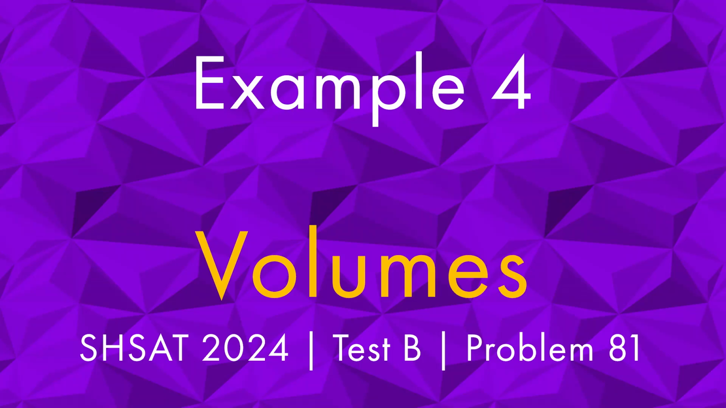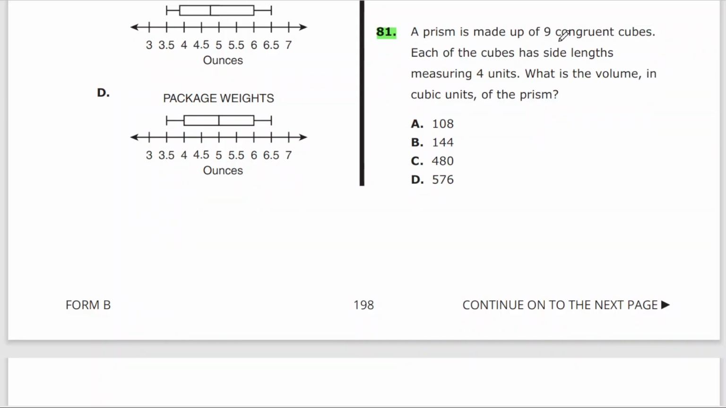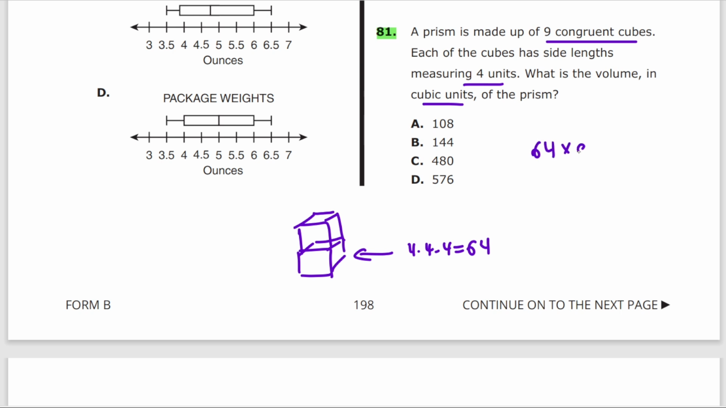The next one is problem 81, test B, SHSAT 2024. A prism is made up of 9 congruent cubes. Each of the cubes has side length measuring 4 units. What's the volume in cubic units? So essentially it's like a cube, right? And then another cube on top of it, etc. You don't really need to understand that. All you need to know is the volume of one cube here is 4 times 4 times 4, which is equal to 64. Then it's 9 of them, so multiply 64 by 9.